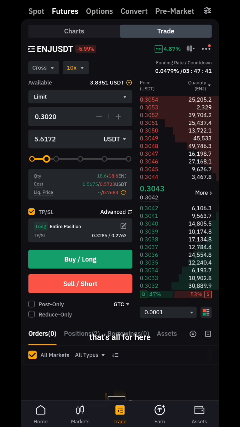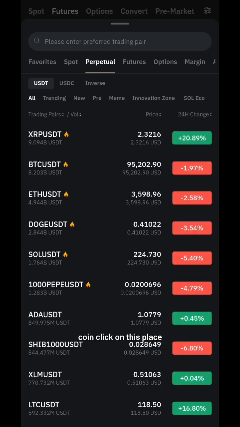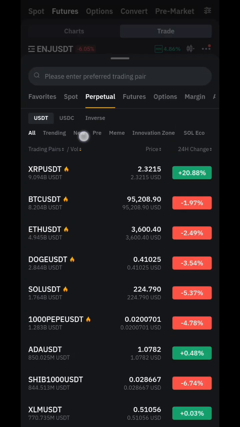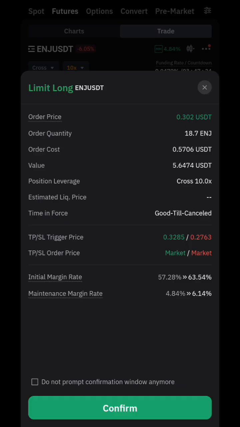No, I think that's all for here. If you want to take on another coin, click on this place and then you can pick any coin of your choice to trade. So let's click on long. Then you have to confirm that you are using the correct setup and everything. You can see my estimated liquidation price. Time in force is good till cancelled, meaning good until it reaches my stop loss, which is 0.276, because I'm using cross margin.